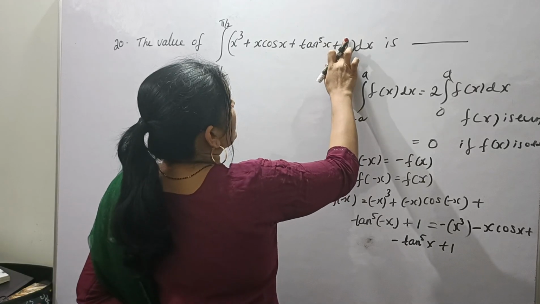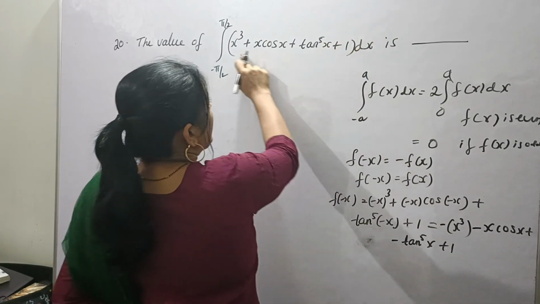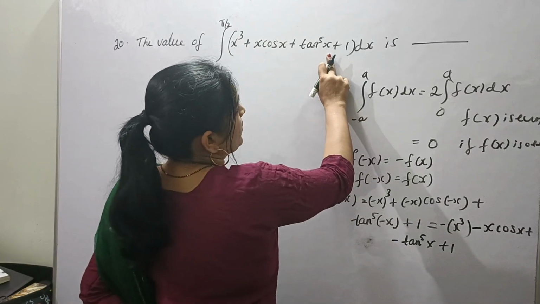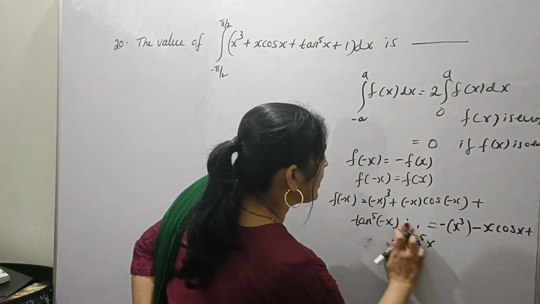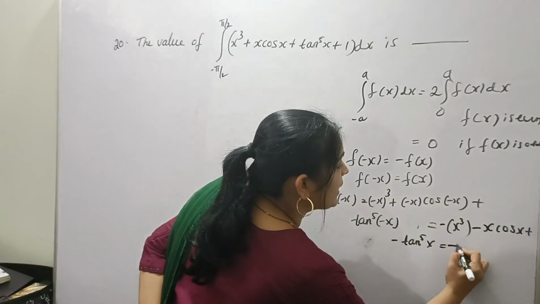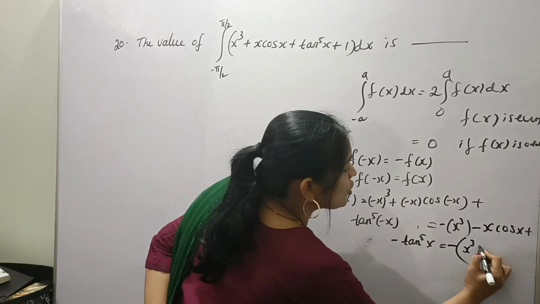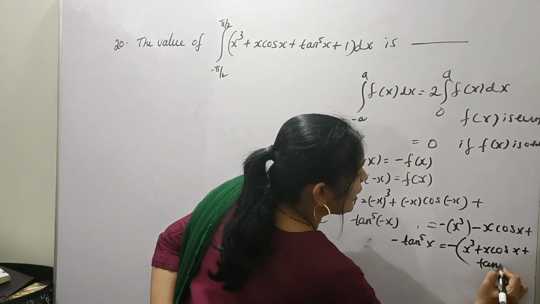Okay, no need of this one, we can integrate it separately. So here let's take f of x is equal to only these three terms. So that is equal to, here we can take minus outside, so it will be minus x cube plus x cos x plus tan raised to 5x.